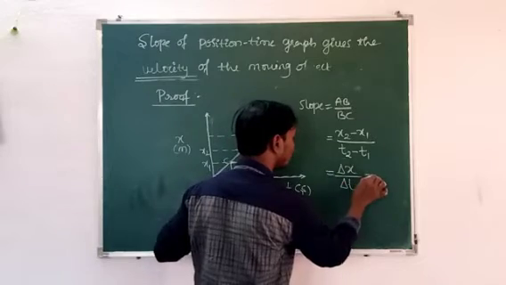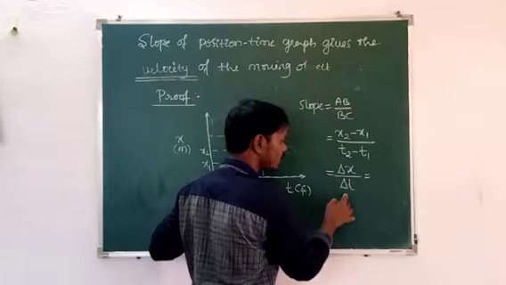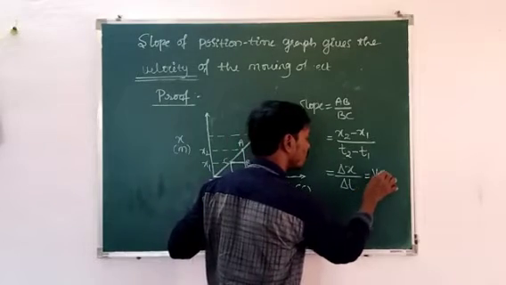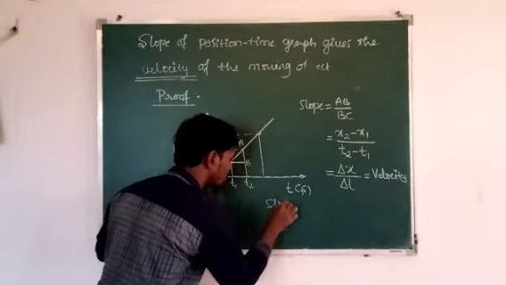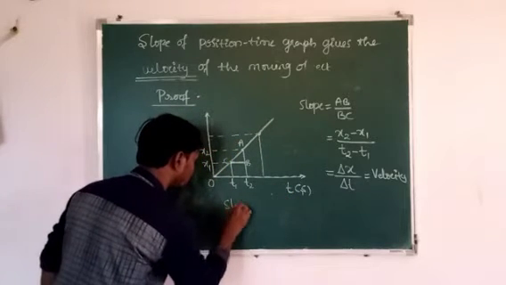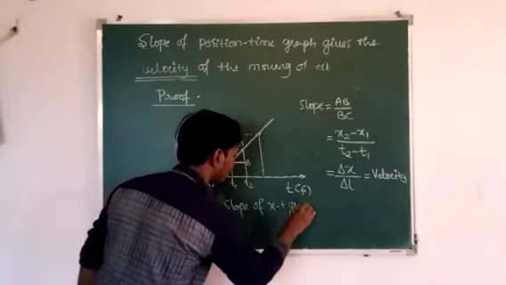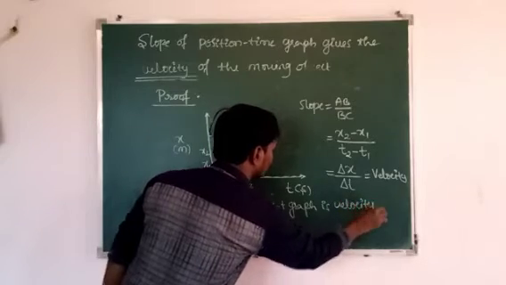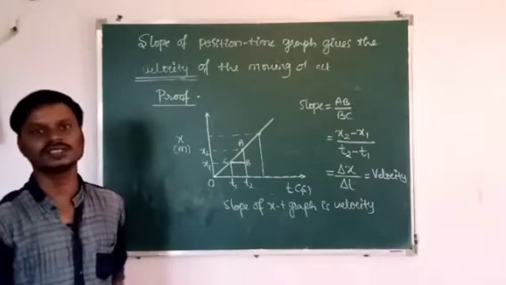So what is delta x by delta t? That is velocity. The change in position divided by the time interval, that gives the velocity. Means displacement divided by time taken gives the velocity. So this means that the slope of the xt graph is velocity. The slope of the xt graph is velocity. Okay, this is about the slope of position versus time graph.